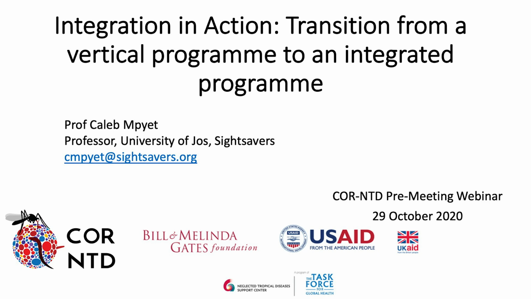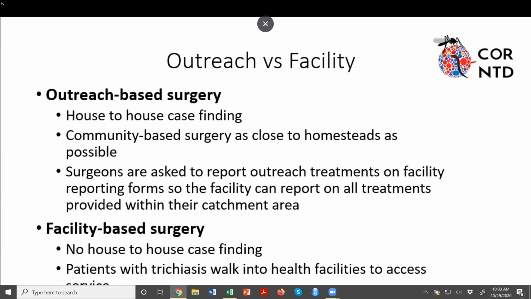Next slide, please, Sarah. Outreach-based surgery is usually done when we have not reached elimination for trachoma. It involves house-to-house case finding, and then surgeries are provided as close to people's homes as possible, because we realize that if you have to wait for people to walk up to facilities to get surgery, many people are not reached. So if you want to reach as many people as possible, then you have to go out there and reach them.